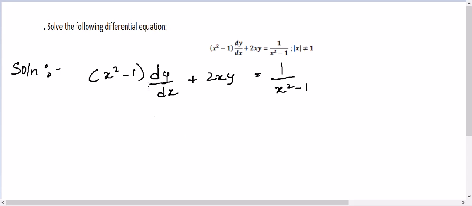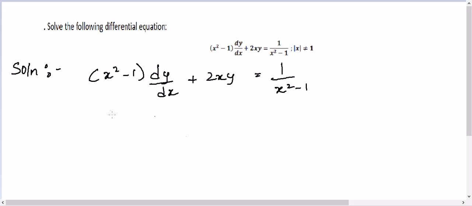Hi guys, this is Reshma, and we need to solve this differential equation, right? First of all, we need to identify it, and this equation is a linear differential equation. And guys, how do we know it? Because the form of a linear differential equation is dy by dx plus py is equal to q, where p and q are functions of x.